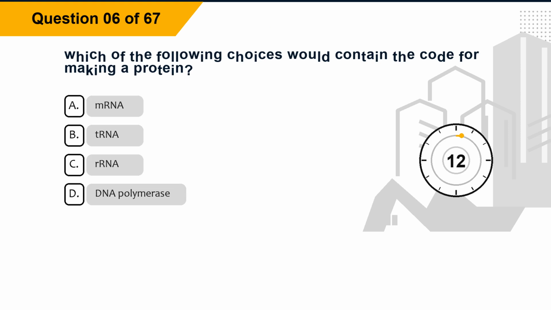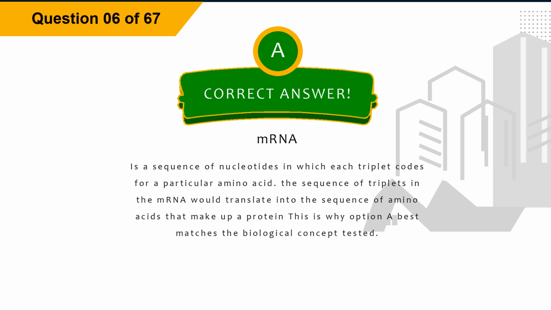Question 6. Which of the following choices would contain the code for making a protein? Option A, mRNA. Option B, tRNA. Option C, rRNA. Option D, DNA polymerase. The correct answer is option A, mRNA. Explanation. mRNA is a sequence of nucleotides in which each triplet codes for a particular amino acid. The sequence of triplets in the mRNA would translate into the sequence of amino acids that make up a protein. This is why option A best matches the biological concept tested.